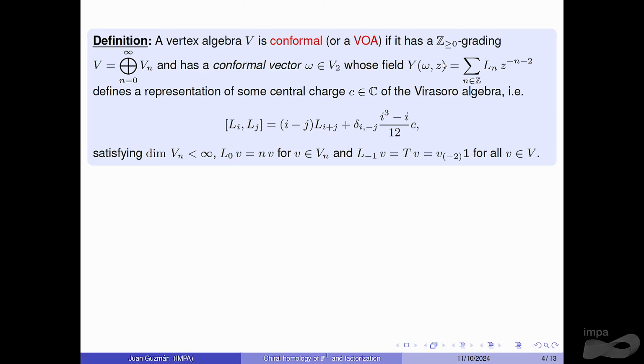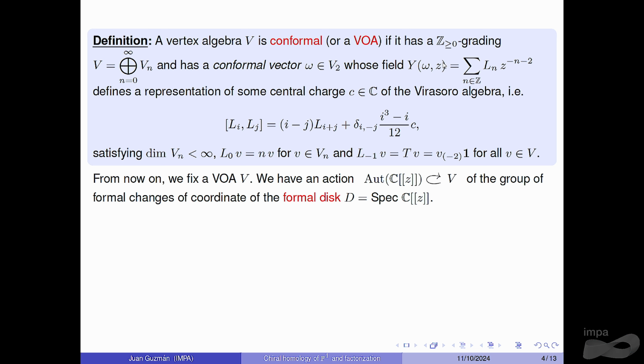And yeah. So basically, we're going to have a conformal vector, which is going to give us the relation to the geometry. And why am I going to talk about geometry now? Because for the Virasoro algebra, we can lift it, we can integrate it to an action of this group, the group of automorphisms of the formal power series. And that can be interpreted as the group of formal changes of coordinate over the formal disk. So we have the first really geometric stuff appearing, which is a formal disk. And with these extra axioms, we get an action of this group of formal changes of coordinate.